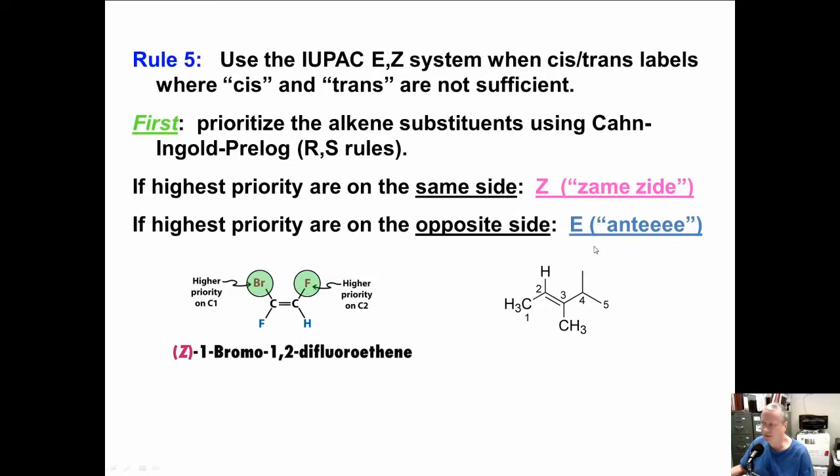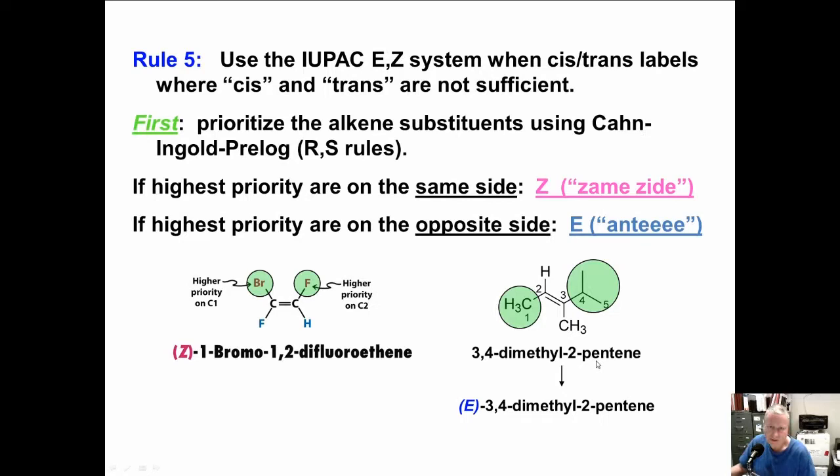Now let's do the name. Figure out the numbering: 1, 2, 3, 4, 5, the longest chain with the alkene. Substituents, it looks like we have 3,4-dimethyl, 2-pentene. 3,4-dimethyl-2-pentene. And is it E or Z? We said it's E. 3,4-dimethyl-2-pentene. All right, there we go. That's the naming system. It's kind of like R and S, but easier. Get it?